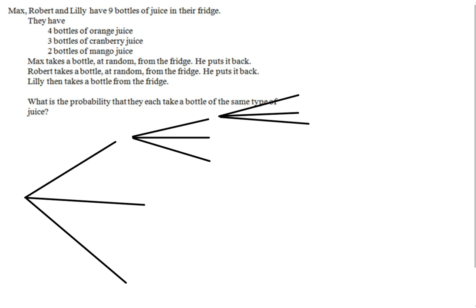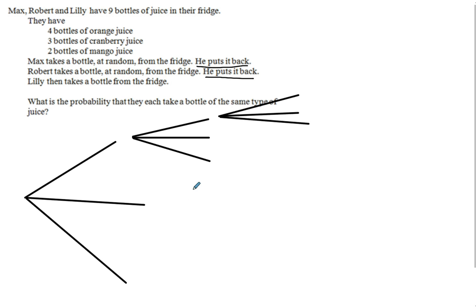Okay, Max, Robert, and Lily. Oh, we've got Robert now. Okay, they have 9 bottles of juice. Max takes a bottle at random from the fridge. He puts it back, so then it's replaced. And Robert takes a bottle and puts it back, and then Lily takes a bottle from the fridge. What is the probability that they each take a bottle of the same type of juice?